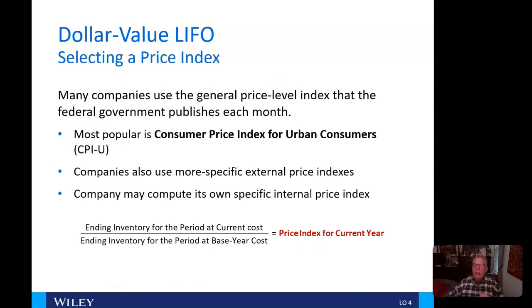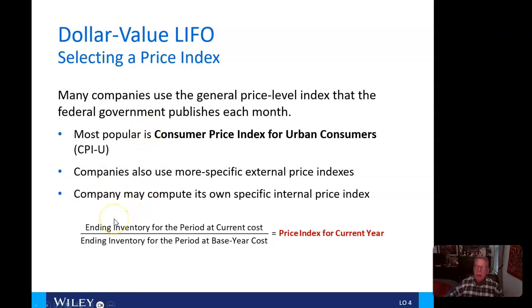All right, selecting a price index. Many companies use the general price level index the federal government publishes each month. I know I do. The most popular is the CPI, Consumer Price Index for urban consumers, CPI-U. Companies also use more specific external price indexes if they have those situations, which I have had in certain situations. I can remember for stainless steel, for example, it was all over the place at one point in time.